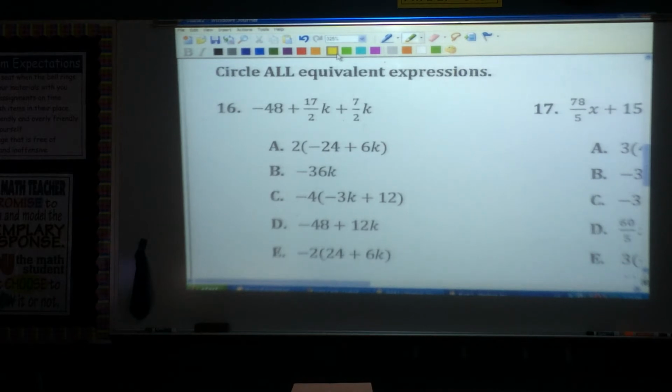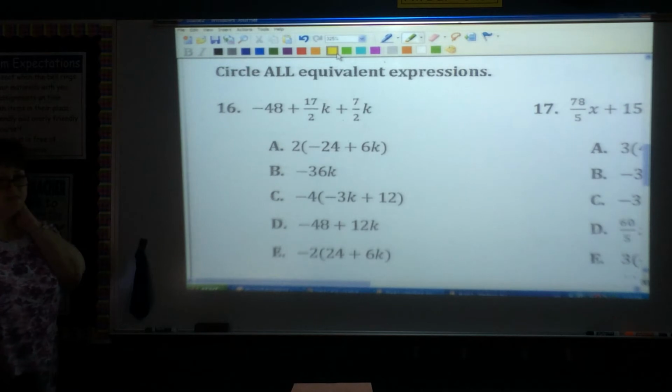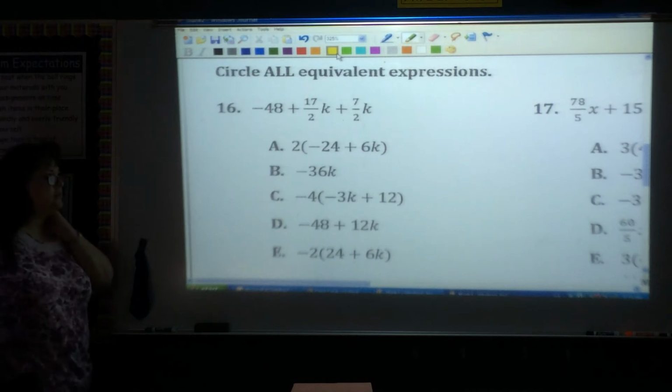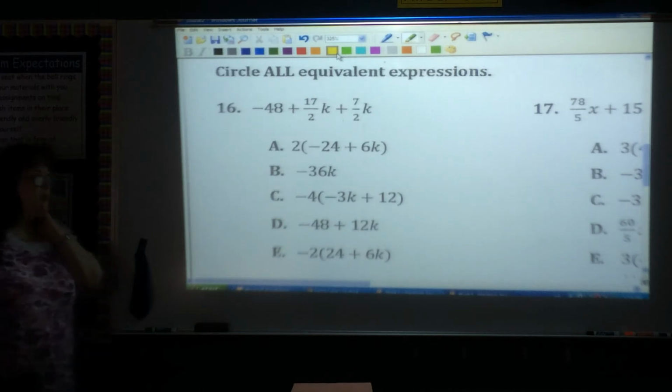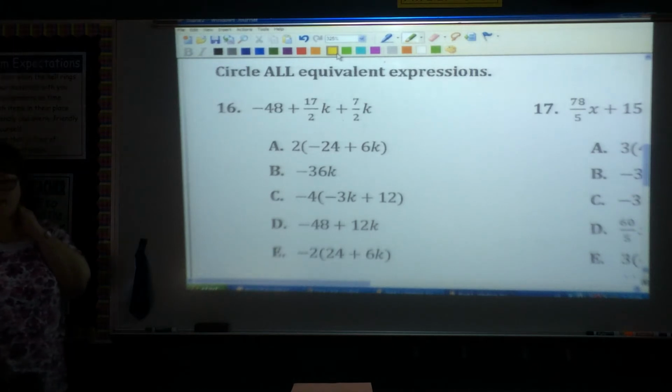Work on a couple of problems that we're going to see on Acuity and we could very well see on ISTEP this year. These problems are about simplifying an algebraic expression. And when we read our directions, it says circle all equivalent expressions. So our expression is negative 48 plus 17 halves k plus 7 halves k.